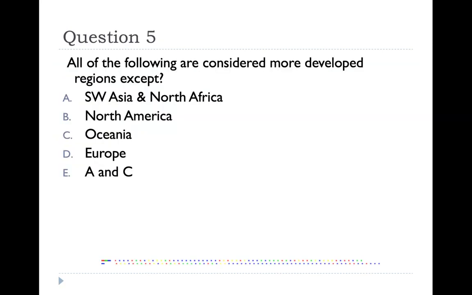Okay, question number 5. All of the following are considered to be more developed regions except what? Your answer is going to be Southwest Asia, North Africa. Okay, these are areas that are becoming newly industrializing.